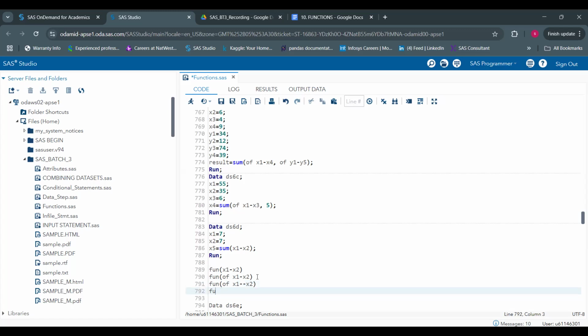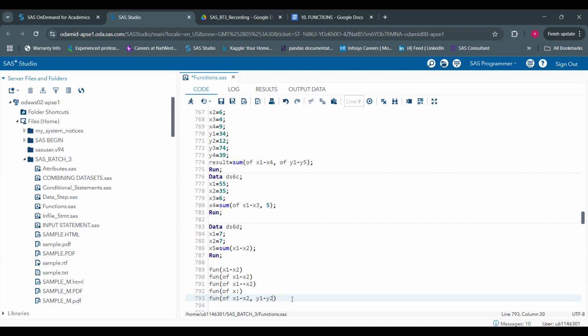Another one is function of, what's the other one? Any idea? X colon. Yeah, it's colon. We can modify this to x1 hyphen x2 comma y1 hyphen y2. We can modify it in any way. So y1 minus y2.